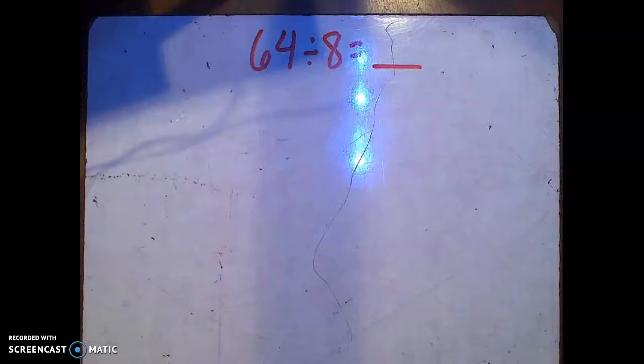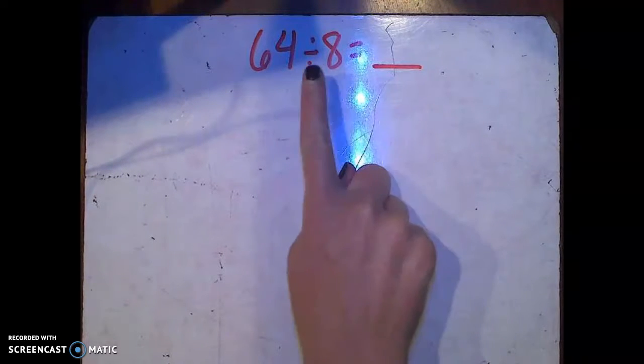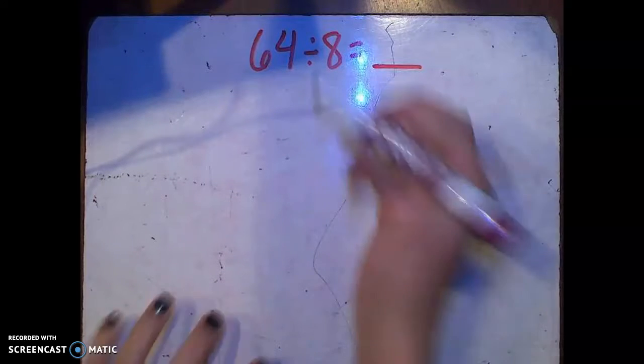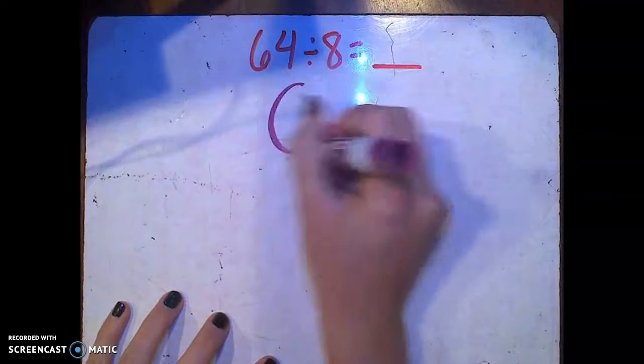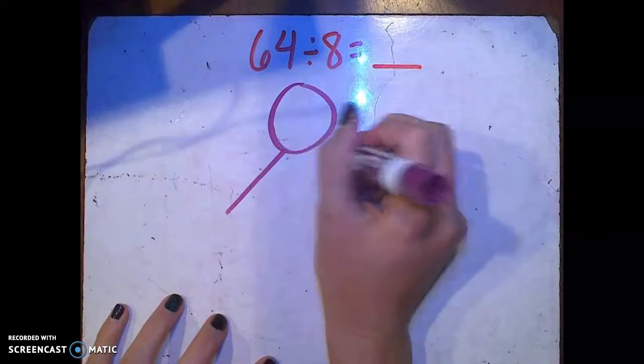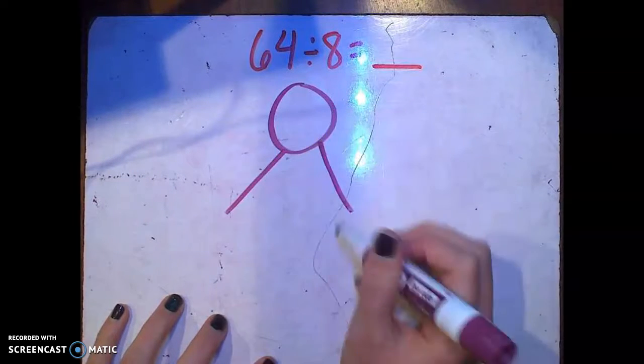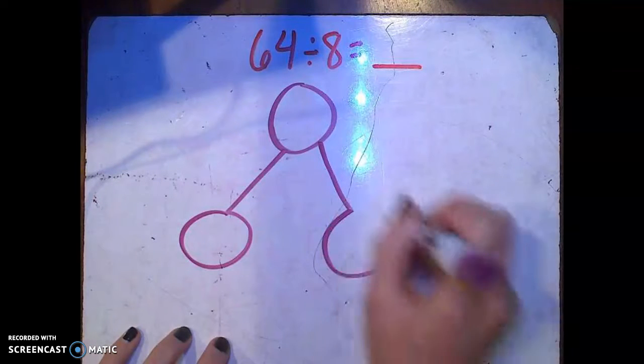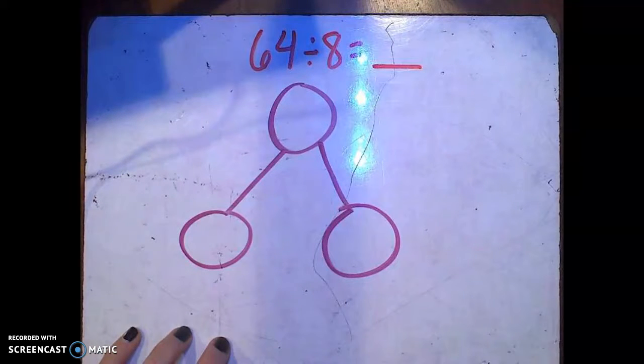Okay, now let's talk about the break apart and distribute strategy when we're dividing. The first thing I want to do is draw a number bond. The reason I'm going to do a number bond is it's a nice representation. It's a nice way to see everything. Okay, so here's my number bond.